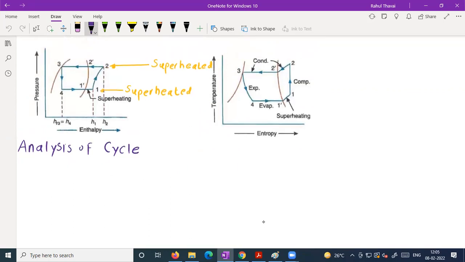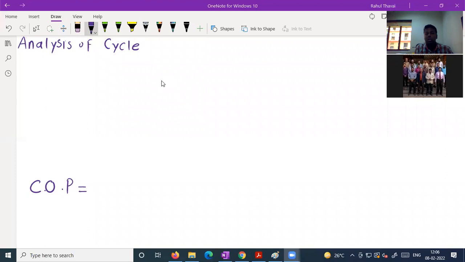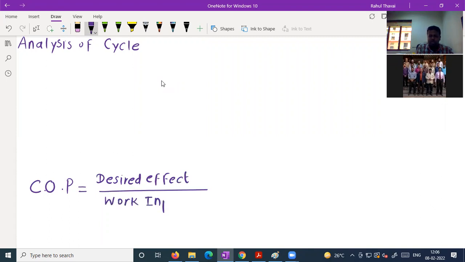So what do you understand by analysis? Analysis means simple: we need to calculate the COP, that is called the coefficient of performance. Now how to calculate the coefficient of performance? All of you know. The coefficient of performance is given by the desired effect upon the work input, right?